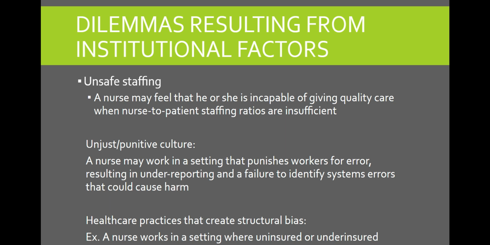When you work for a just culture, you're welcome to come forward. You put in a verge report, and instead of blaming the individuals, the committees or the agencies that work within the hospital or the healthcare agency review that information and say what could be done differently to prevent this from happening again. And then the last one that I included here was healthcare practices that create structural bias. For example, a nurse works in a setting where uninsured or underinsured clients receive different types of care. Maybe they get unskilled residents where private paying patients or patients with private insurance get doctors with more experience.